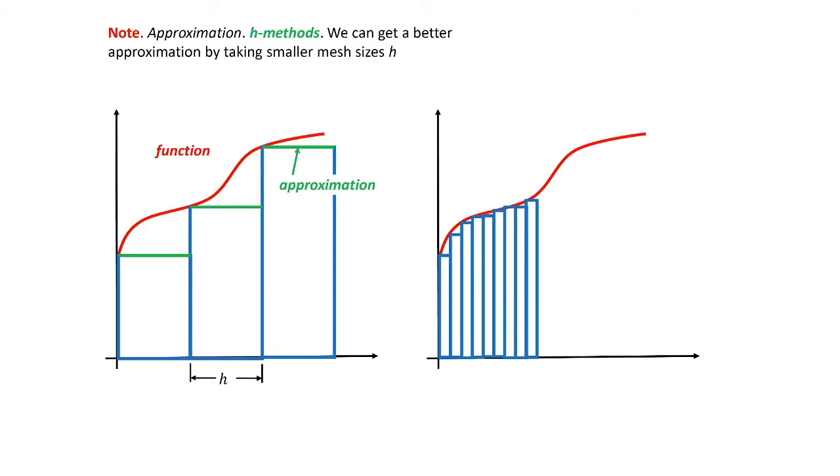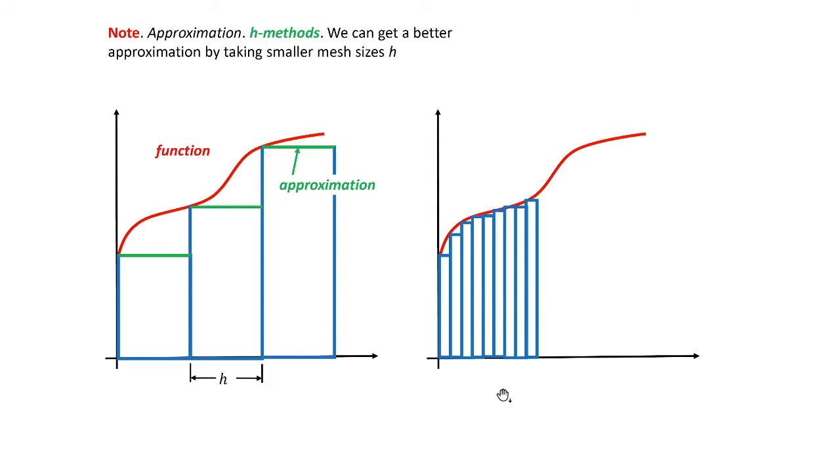These are called H methods. This is what we typically do. We use piecewise constant for the derivative, which means the function itself will be approximated by piecewise linear, right? So these are H methods. I'm going to make the mesh smaller, right? So I have more rectangles, and I get a better approximation of the answer.